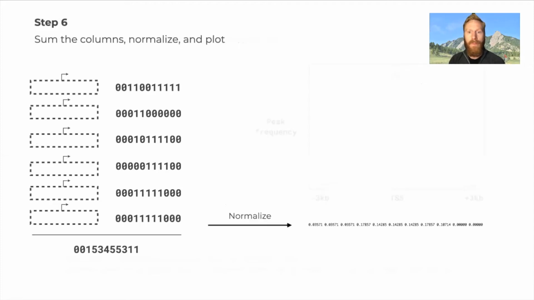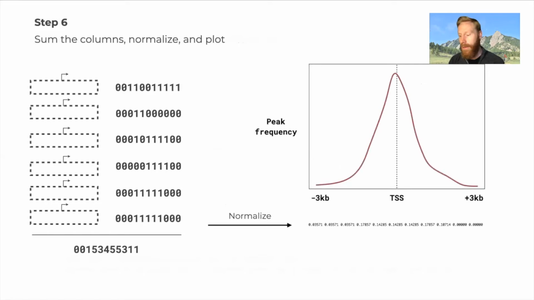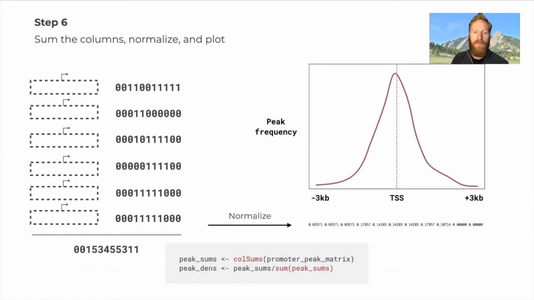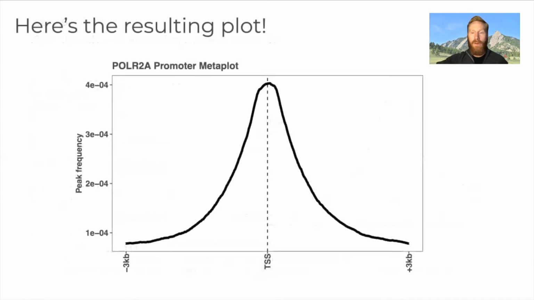So this is what it will look like. And the code to do that is just colSums, and then our normalization will just be dividing by the sum across that vector so that the vector will sum to 1. And here's the resulting plot. So even though in our example we used POLR2B, we'll use POLR2A when we move to RStudio.